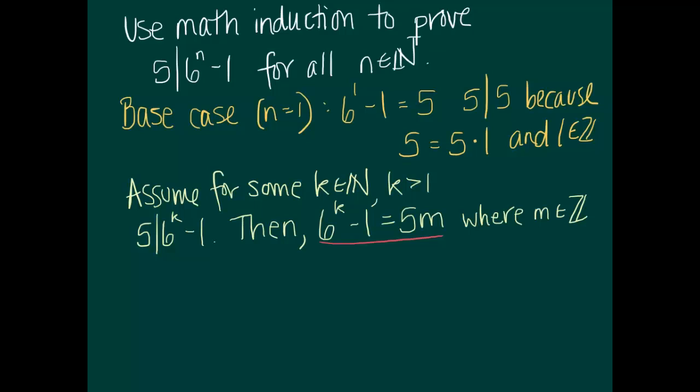Our next job is to show that this is true for k plus 1. Show that 6 to the k plus 1 minus 1 is also divisible by 5. So let's investigate 6 to the k plus 1 minus 1.